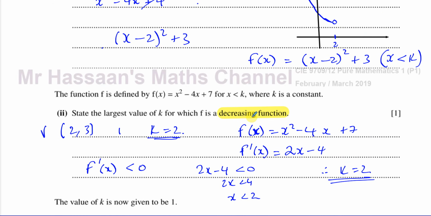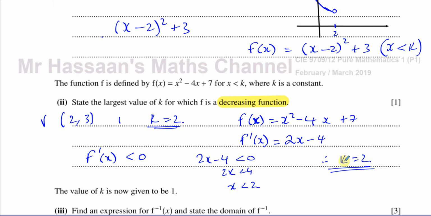A decreasing function is where the gradient is negative. You find the gradient function, use an inequality, and you want to find all the values of x which are less than 0. So all the values of x less than 2 are going to be when it has a negative gradient, as we can see. So therefore k equals 2. That's the value of the number we have to put there for this to be a decreasing function. All right, so that's the answer to part 2.